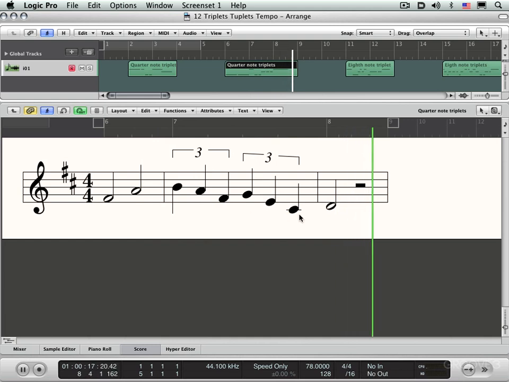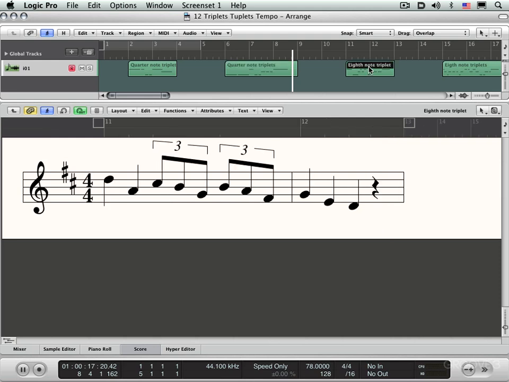So quarter note triplets. Let's move on now and look at eighth note triplets. Here's our next example. And again, 4/4 time, and we have 2 quarter notes taking up the first 2 beats. And then remember the rule, a group of 3 of these notes takes up the same amount of time that 2 of them would take up. So 2 eighth notes usually takes up a quarter note. So in this case, these 3 eighth notes take up the equivalent of a quarter note of time. So 3 eighth note triplets equals 1 quarter note.